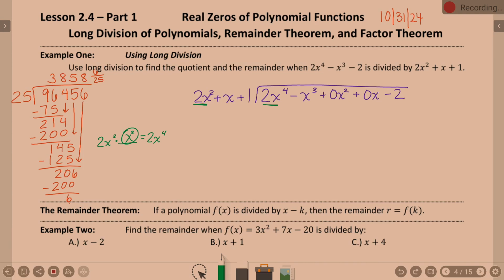Now, where do I put x squared? Above the x to the fourth. Not above the x to the fourth. X to the third, you go down. Wait, what? I'm above x squared, because it's 2x squared.